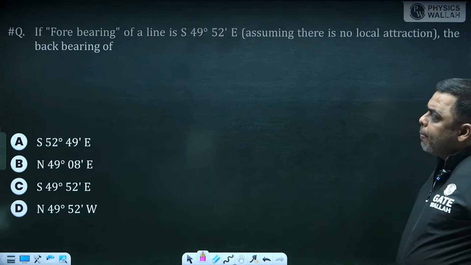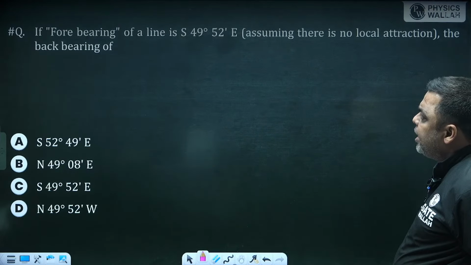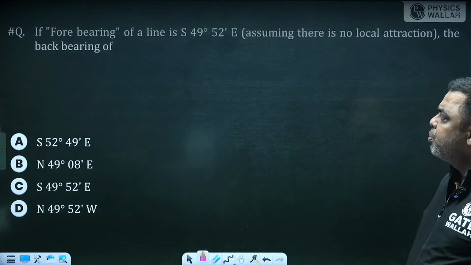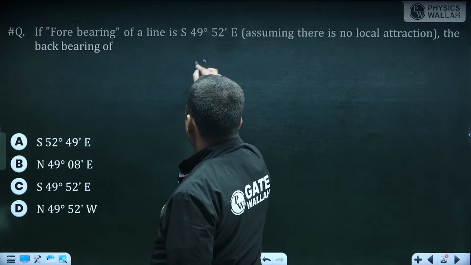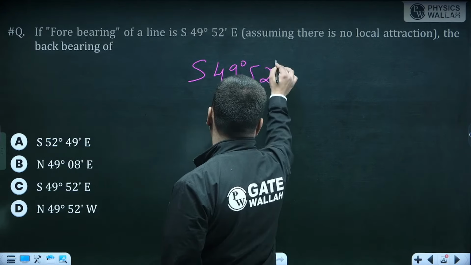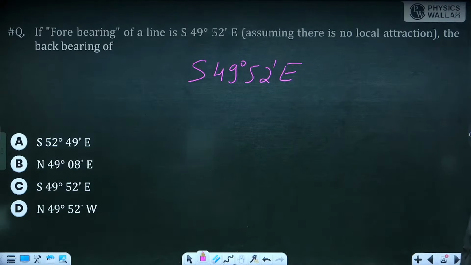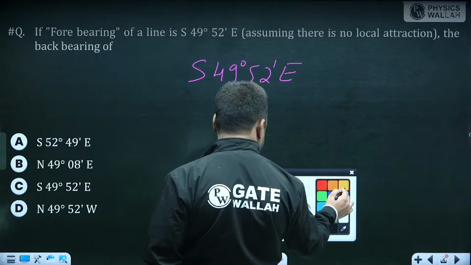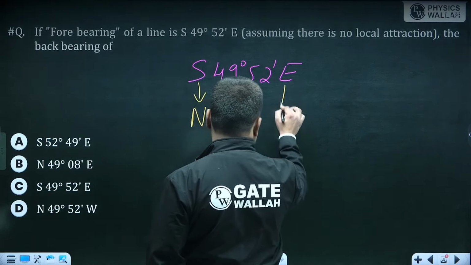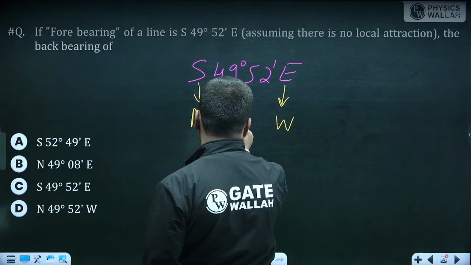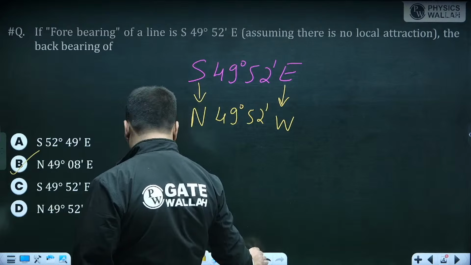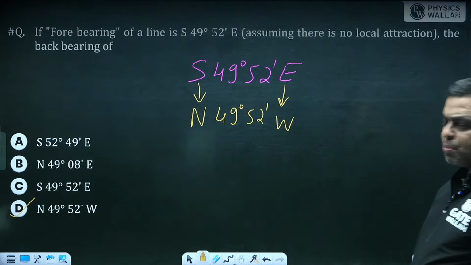Next question. If the fore bearing of the line is south 49 degree 52 minutes east, assuming there is no local attraction, how much would be the back bearing? Yesterday we have discussed this, in the last class. So what would be the case? We would be simply converting south to north, east to west, and we will write the same value of theta: 49 degree 52 minutes west. So the answer is option D. Option D is the correct answer.